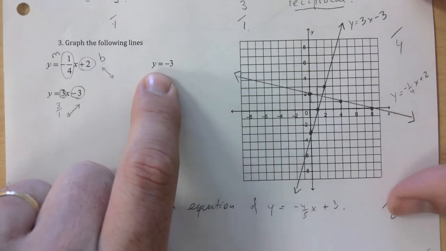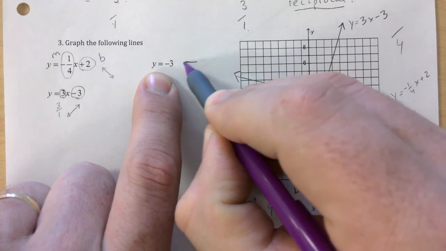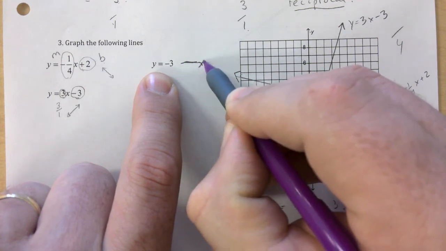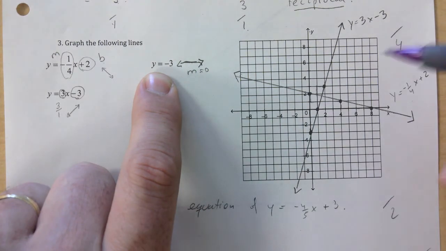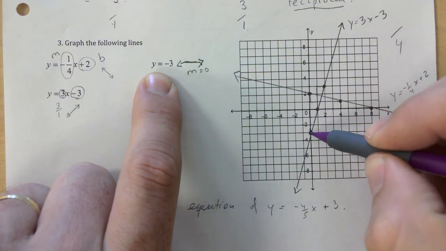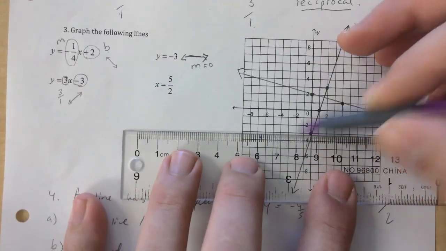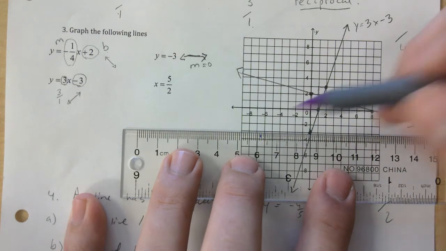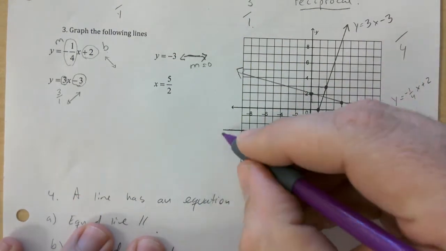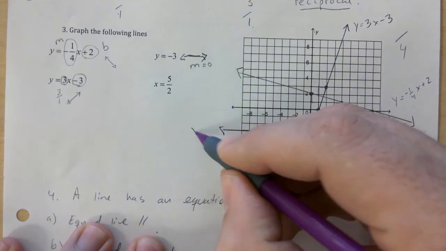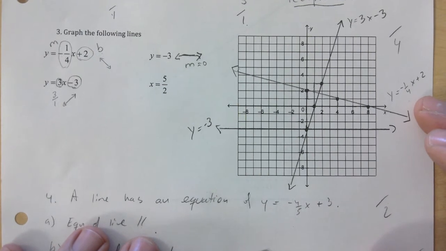Then we have y is equal to negative 3. That's a special case. That's a horizontal line, right? And the slope there is 0. Okay, so that is at negative 3 right here. And we just draw a horizontal line at negative 3. So you get 1 mark for that one. Not too hard to do if you know what it's supposed to look like.